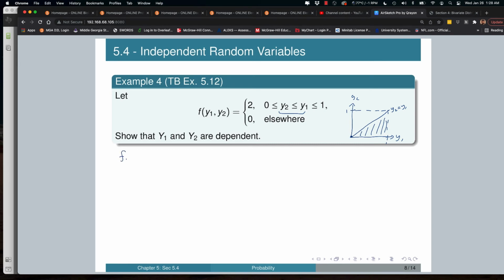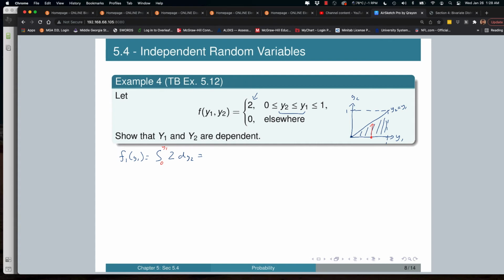And so f sub 1 of y sub 1 is going to be the integral of 2, taking it from right there, with respect to y sub 2. And if we're going in the y sub 2 direction from bottom to top, we're going from 0 up to that line. So 0 up to y sub 1.